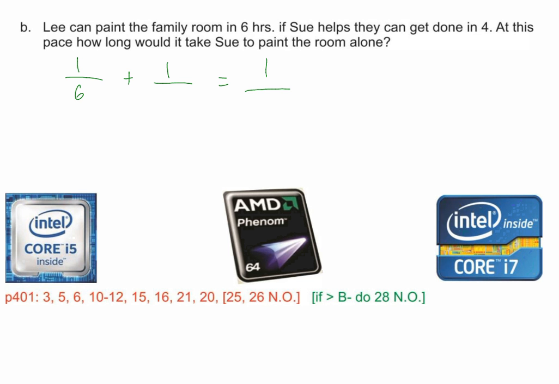Lee is 6 hours. Sue is, who knows, X. But together it is 4 hours. A little bit easier LCD on this one, right? Hopefully everybody agrees it's 12x on this one. All right, finish it out. You can finish it.